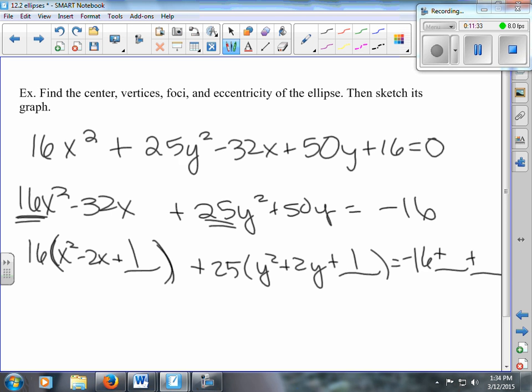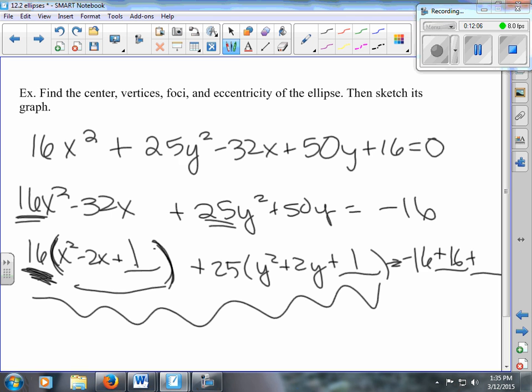Same thing here. Now, whatever you add to one side of the equation, you also add to the other side of the equation. And this is where we get tricky, because now you have to think, what did I add to the left side of the equals? Well, I added a number 1, but I added it inside of a parenthesis, and the things inside of that parenthesis are being multiplied by 16. And so truly, I added 16 to the left side of the equation when I completed the square on the x.